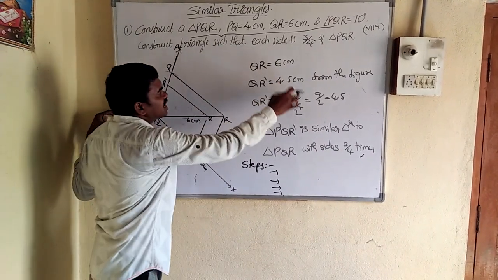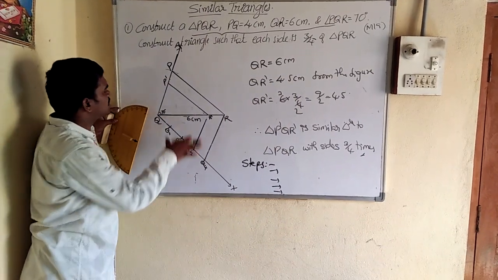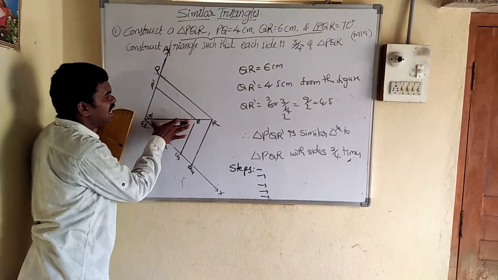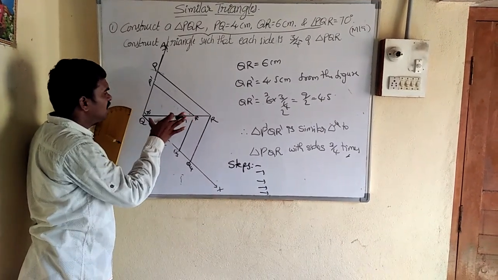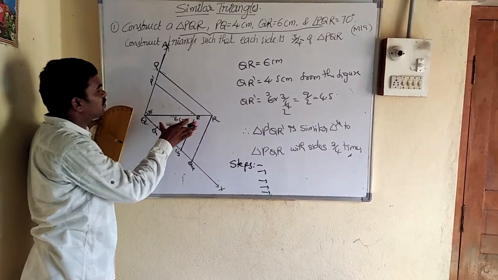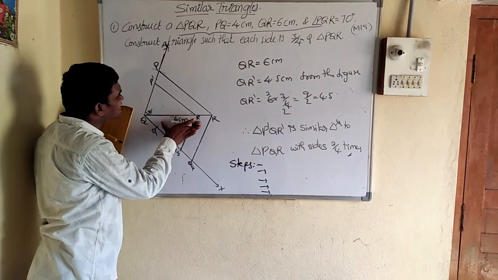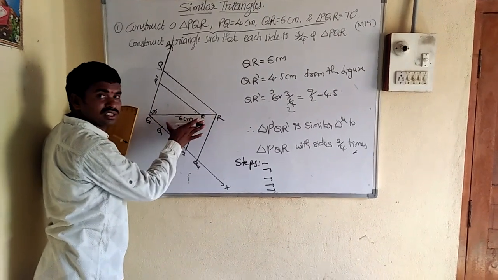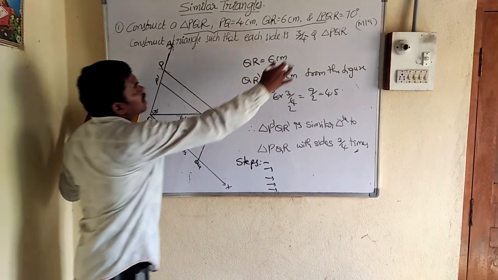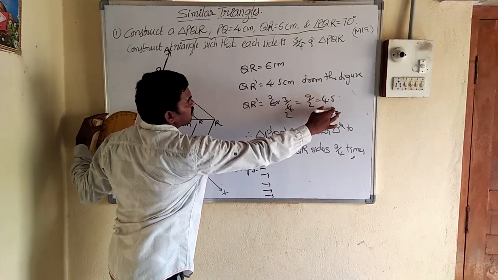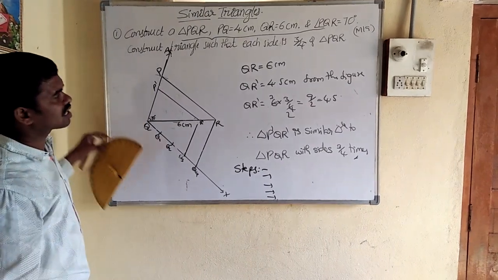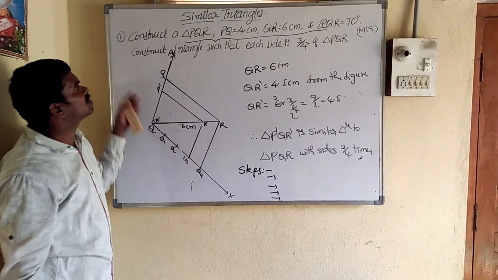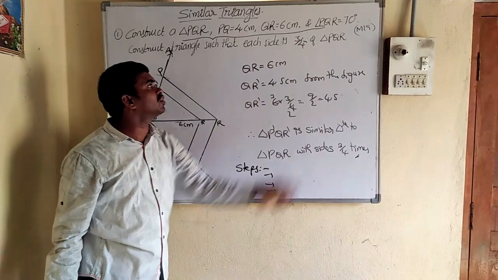We can check whether it is right or wrong by measuring the distance QR dash. You will get 4.5 centimeters. Is 4.5 correct or not? To check, multiply 6, since QR is 6, with 3 by 4. You will get 4.5. Both are the same answers, so our drawing construction is perfect. This question was taken from last March 19th's question paper.